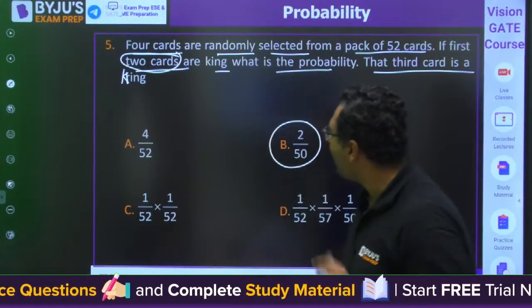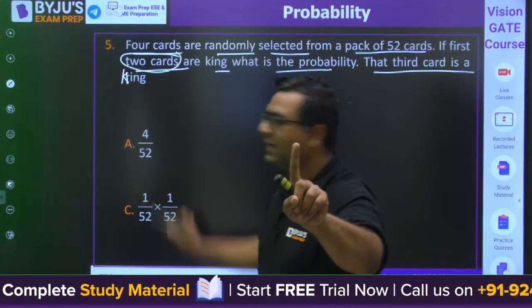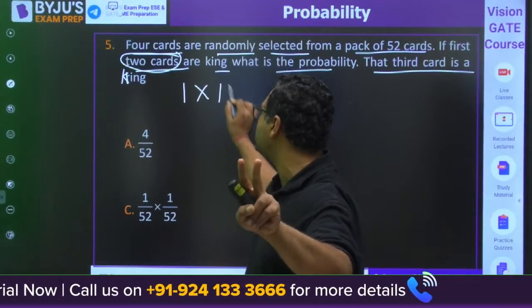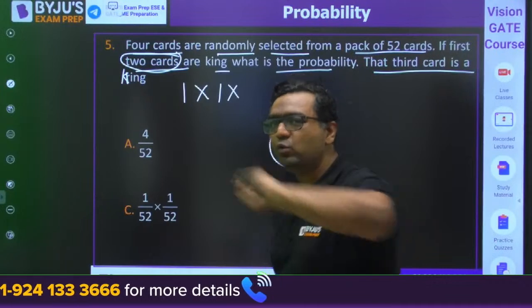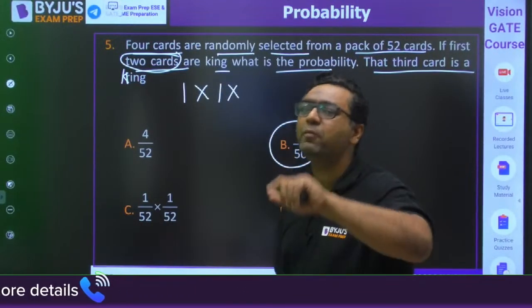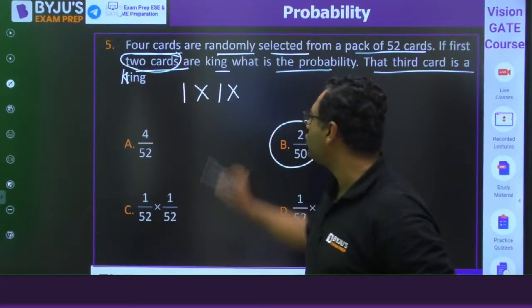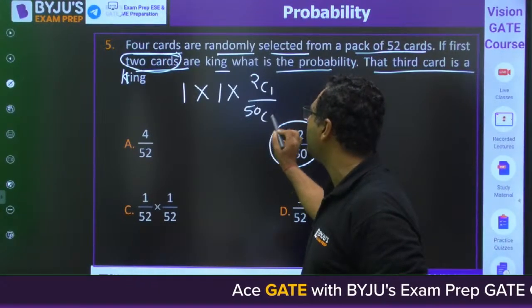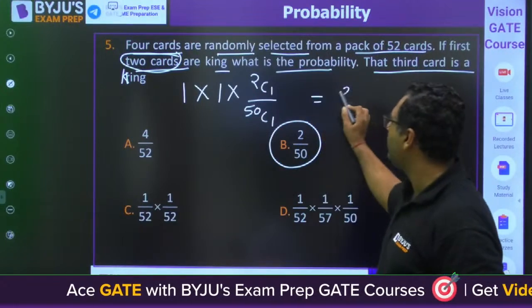So my dear, that's why the probability of first king is 100%. The probability of second king is 100%. And if already two kings are out, what is the probability of third king? We are left with two kings only. So 2c1. We are left with 50 cards only. 50c1. The answer will be 2 by 50.